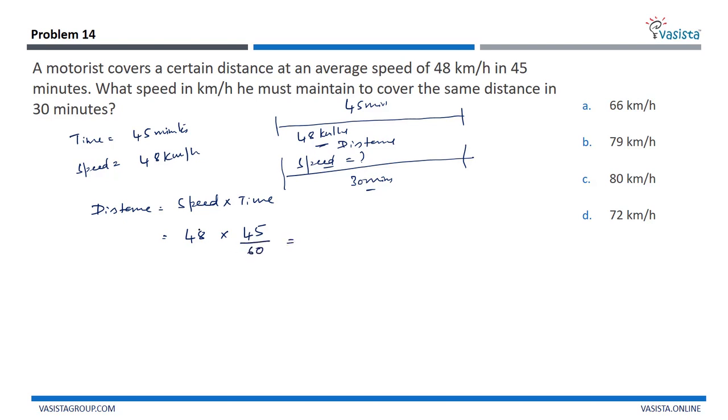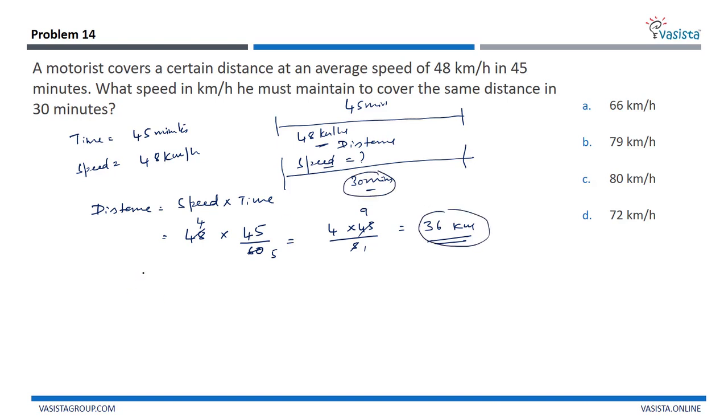Now what happens? 12 4s are 48, 12 5s are 60. Now this will become 4 into 45 divided by 5. Again I will divide: 5 1s are 5, 5 9s are 45. This will become 36 kilometers.